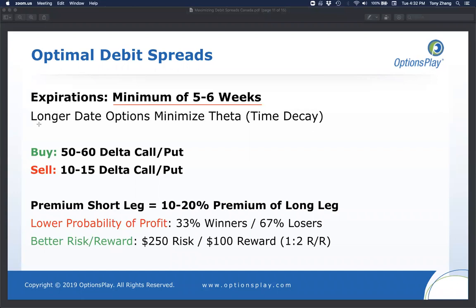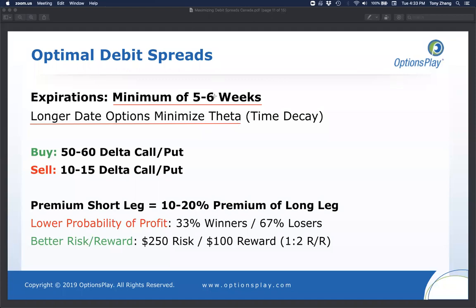And the reason for this is because longer dated options will allow you to minimize theta or time decay. Whenever you're buying any type of options like a call or a put, time decay is working against you, and you want to do everything you can to minimize it. Debit spreads, number one, because you have a short leg, will help you minimize that time decay. But another way that you can minimize it is simply buying a longer dated option.